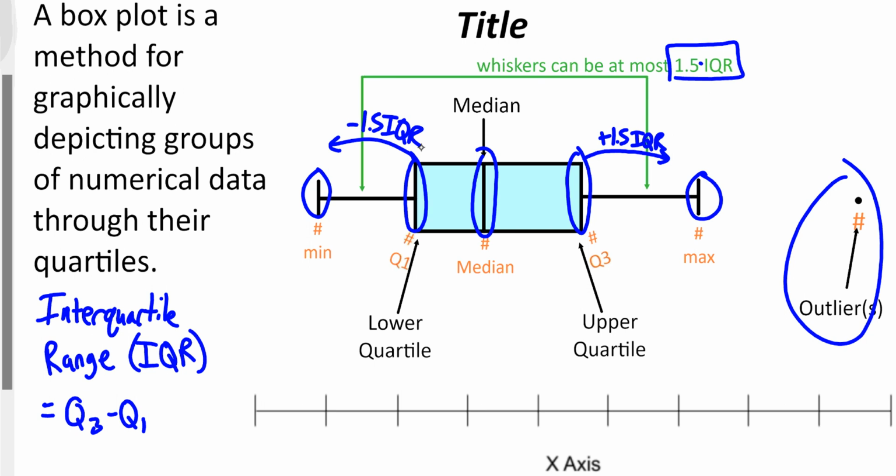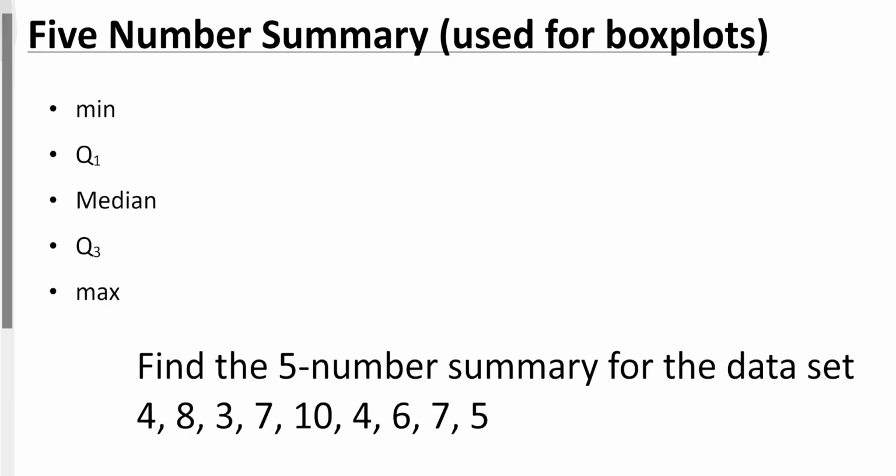Now, in order to do this, there are certain values we have to find, and we're going to call this our 5-number summary. So this is used for box plots. All right, so I have an example at the bottom. It says find the 5-number summary for the data set 4, 8, 3, 7, 10, 4, 6, 7, 5. In order to do that, we want to get those in order from least to greatest.